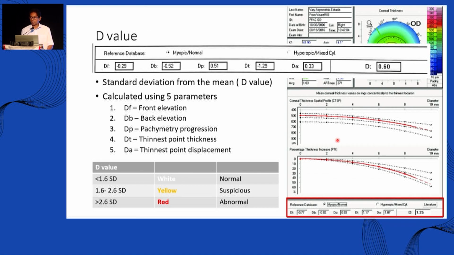Then you look at the D value. The D value is the standard deviation from the mean. There are 5 parameters we look at: the front elevation, the back elevation, the pachymetry progression, the thinnest point thickness, and the thinnest point displacement. So look at these figures, and if all are white, then you have very little risk of ectasia. And this final one is the composite of all these figures. So if there is a red, it is indicative of ectasia.